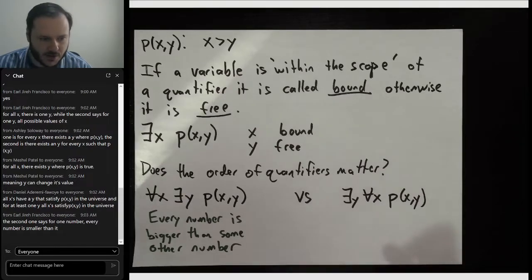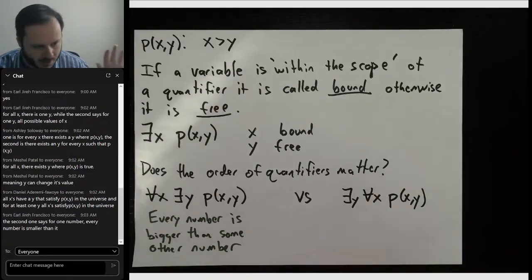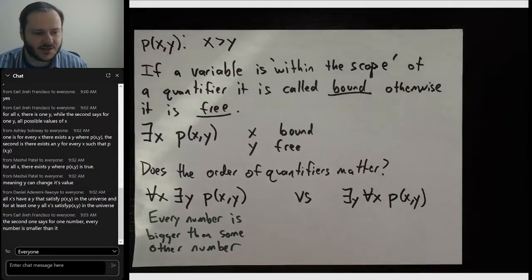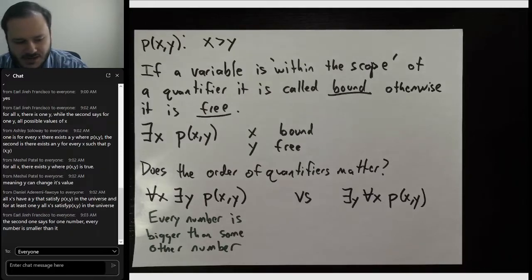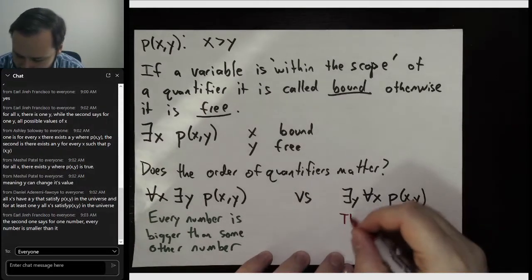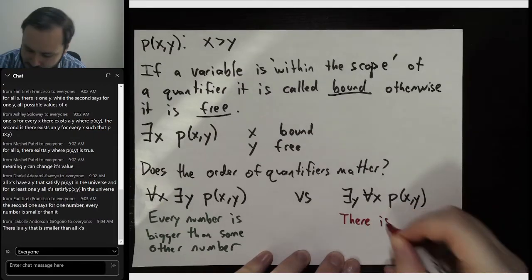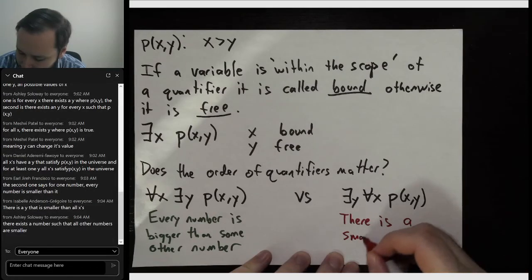For one number, every number is smaller than it. Good, we're getting there. I want an even nicer English sentence. This is good, by the way. I would perfectly accept for one number, every number is smaller than it. But an even nicer English sentence would be, there is, right? There exists, so there is a smallest number.